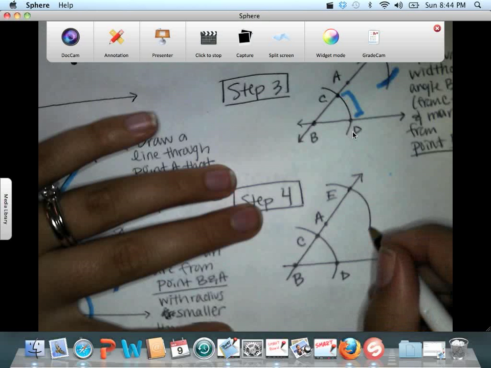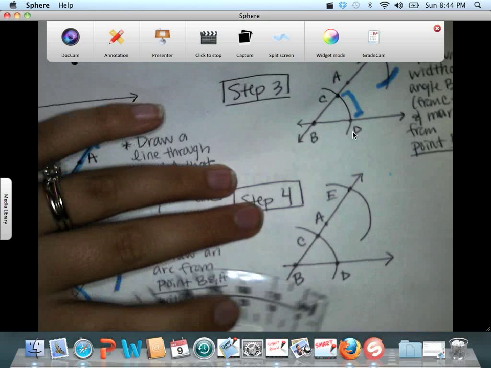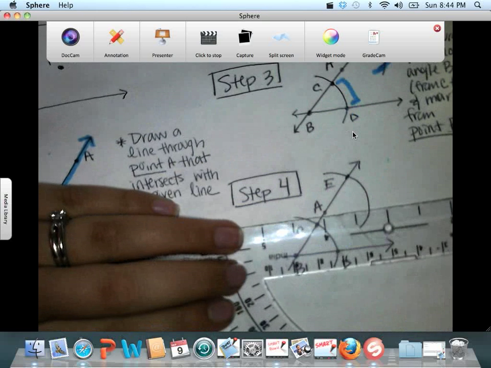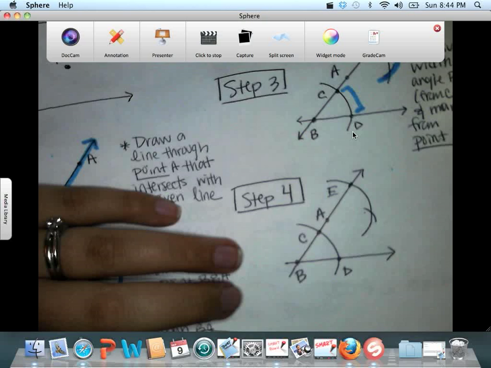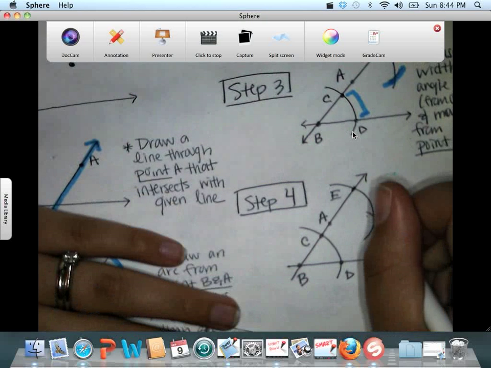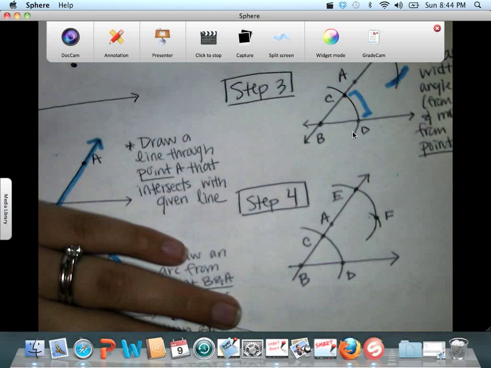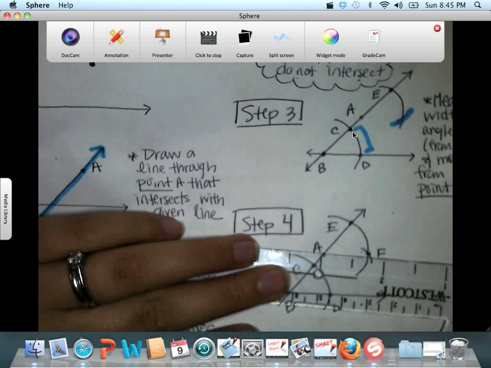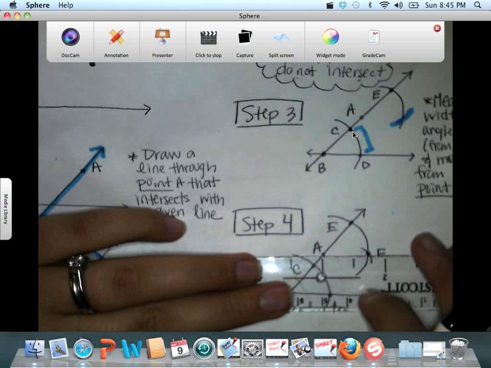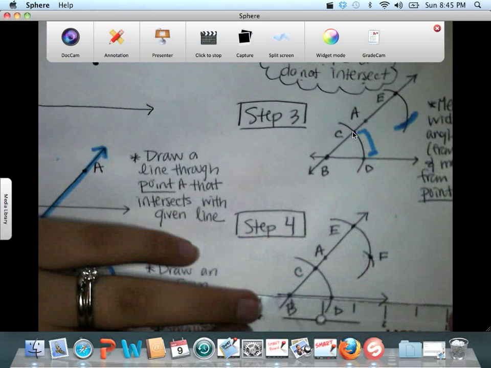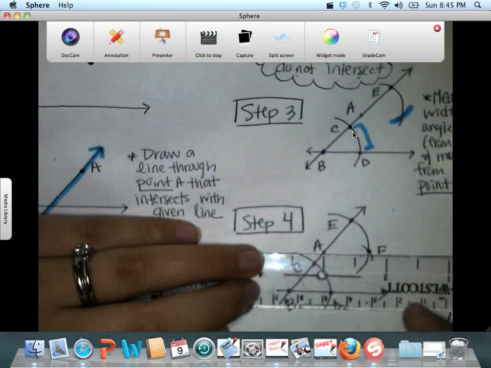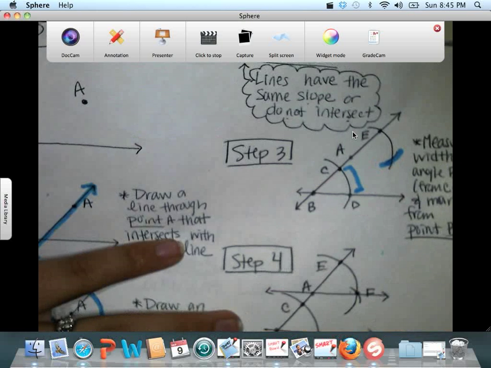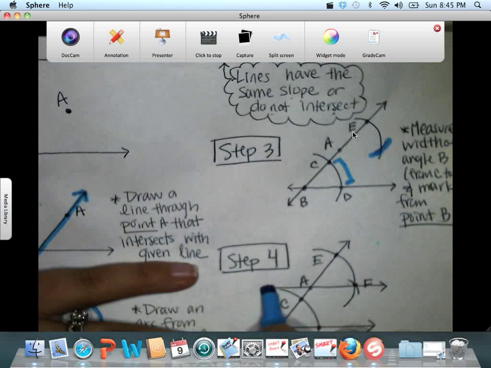And then, since I'm just sketching, I'm going to make sure I did it right. Create a little arc right here. So it creates this intersection. We'll call this intersection F, alright? And your final step is to draw a line from A to F, or through A and through F. Make it blue.